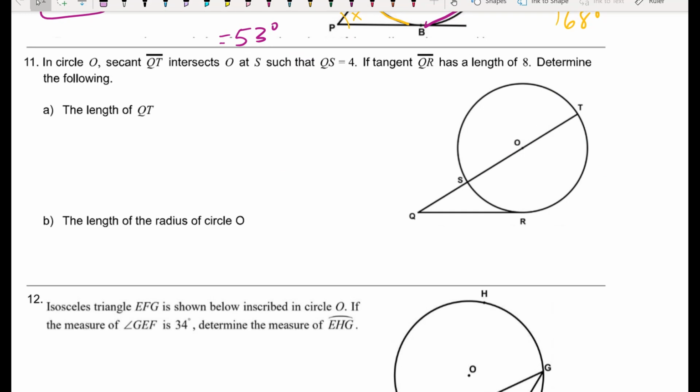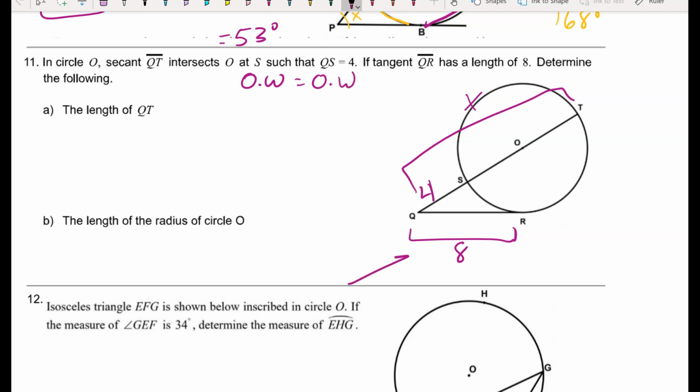Number 11. In circle O, secant QT intersects O at Q such that QS is 4. If the length of the tangent QR is 8, determine the length of QT. Well, remember for two secants, it would be outside times whole equals outside times whole, but when I have a tangent line, the outside and the whole are the same length, so I could just rewrite that as tangent squared equals my outside part times the whole. So that's my tangent length is 8.